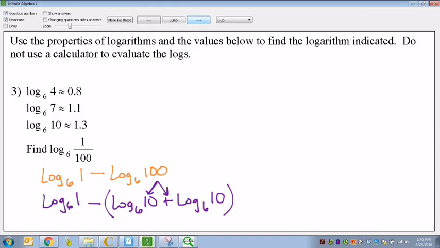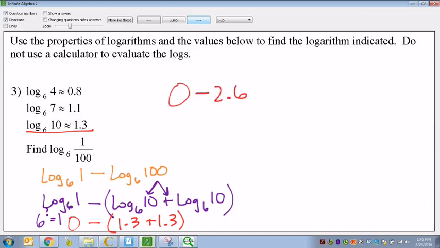And now I also know what you're saying: wait, Mr. Schwant, I don't see log base 6 of 1. Well, let's think about it. A logarithm of 1 in any base is going to be 0. Because if I rewrite this, 6 to what power equals 1? Well, 6 to the 0th power equals 1. So that all equals 0. Minus log base 6 of 10, which is given to me right here, so it's 1.3 plus 1.3, which is 2.6. So 0 minus 2.6 is just negative 2.6. So that's my answer there.